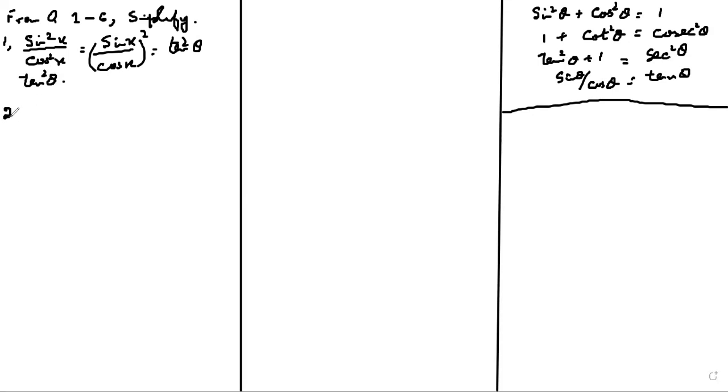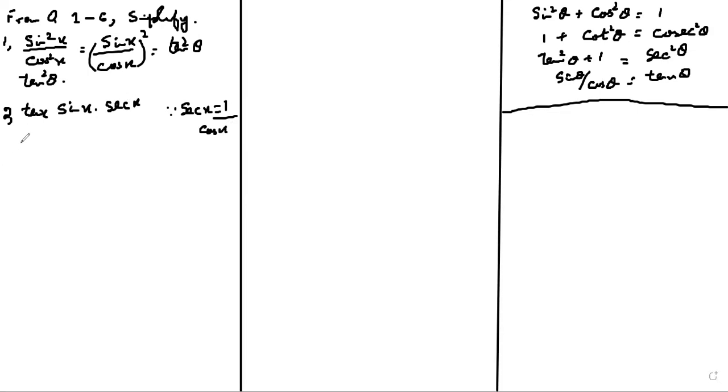Number 2: tangent x, sine x, and secant x. We may write secant x as 1 over cosine x, because secant x equals 1 over cosine x. We just place it like that.